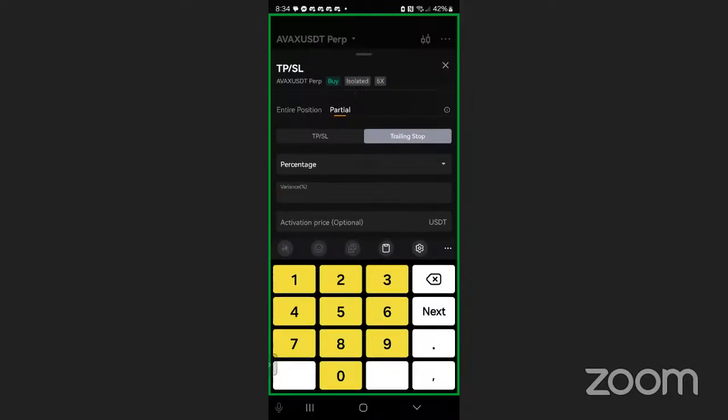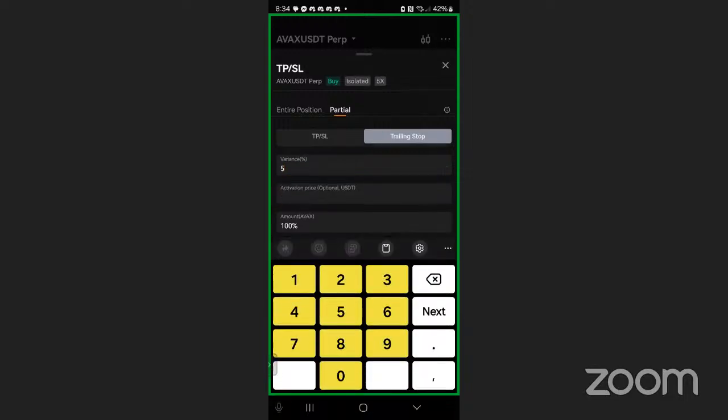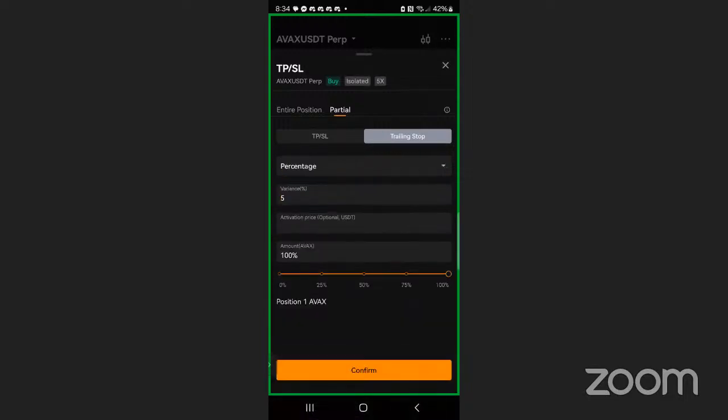The variance means how much of a pullback. Like if it's at, where is that now? It's at 10%. If it pulls back by 5%, I want it to take me out. Even if I'm only in profit by 6%, if it pulls back 5%, I want it to take me out. I'm only going to gain 1%, but I'm still good. So I'm going to use a 5% variance, right? I'm 100%, and it's going to be active in USD. Confirm.